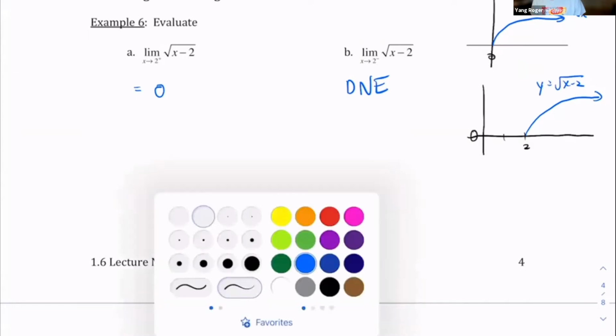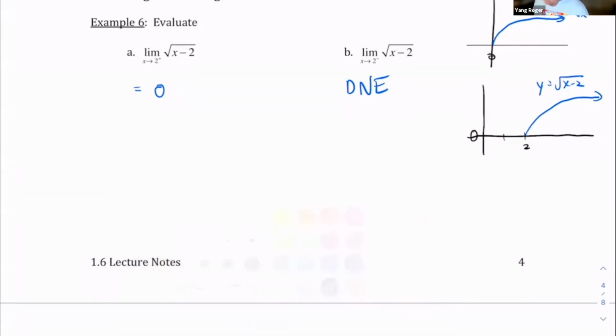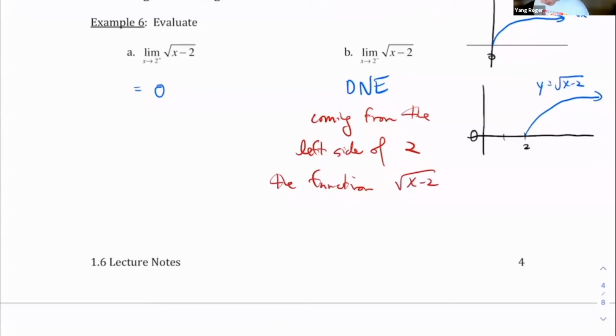So I'll say coming from the left side of 2, the function square root of x minus 2 is undefined. So this means that the limit does not exist. Okay.